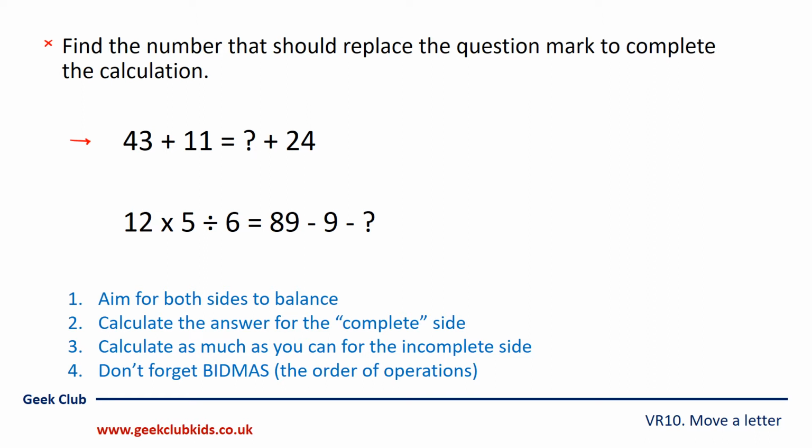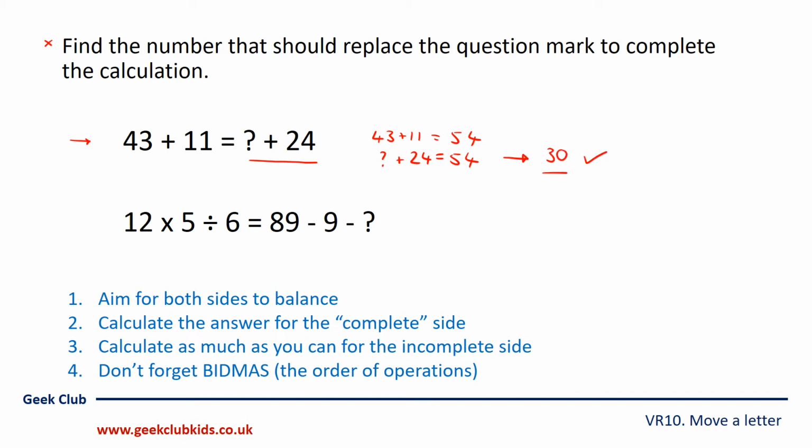The first step is to calculate as much as we can on each side. If we look at this question, we've got 43 plus 11. Well, we can calculate what that is. 43 plus 11 is 54. And we need the other side to also equal 54. So we've got something plus 24 equals 54. And now this is just a maths question. We can tell from looking at this that the number we need to add to 24 to make 54 would be 30. So that would be the right answer here.